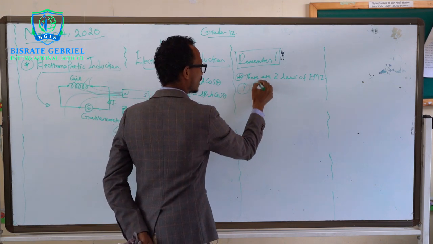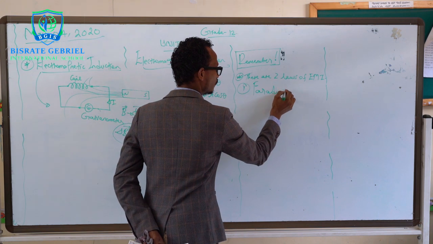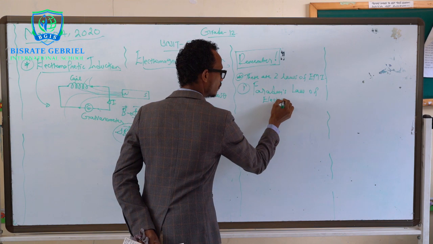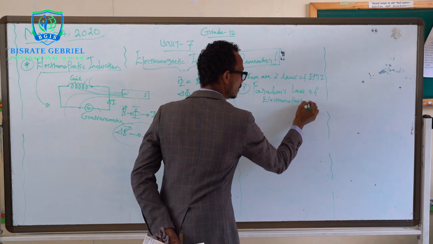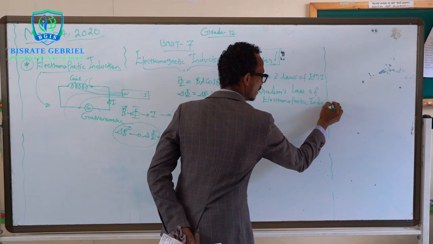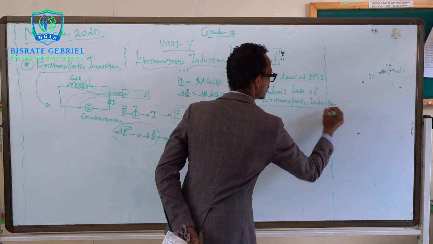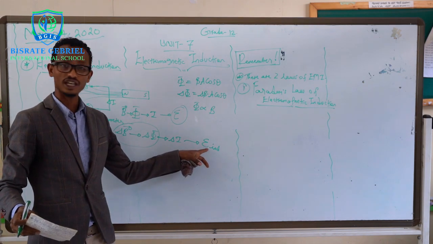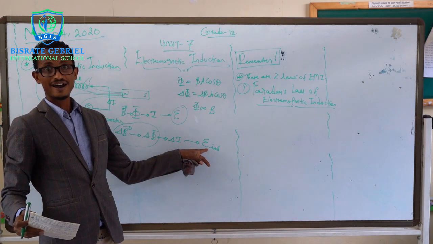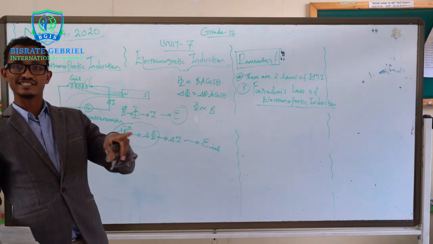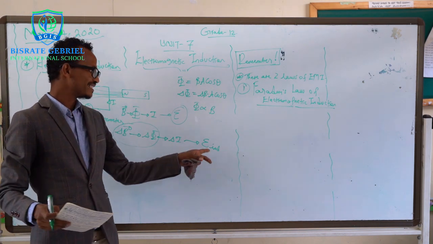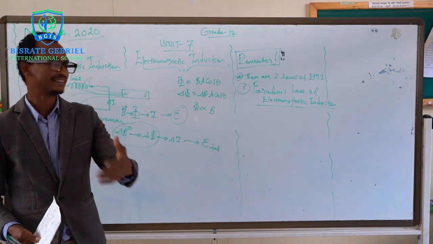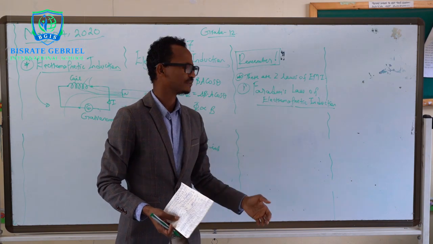The first one is Faraday's law of electromagnetic induction. Actually, Faraday's law describes only the magnitude of the induced electromotive force, while the second law, Lenz's law of electromagnetic induction, describes the direction of the induced electromotive force. So let's see them turn by turn. Faraday's law of electromagnetic induction.